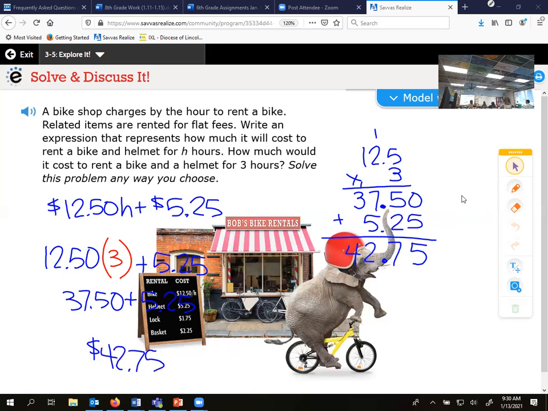Which is kind of expensive. That's like halfway to owning your own. Actually, I don't know how much one costs. They used to be around $100.